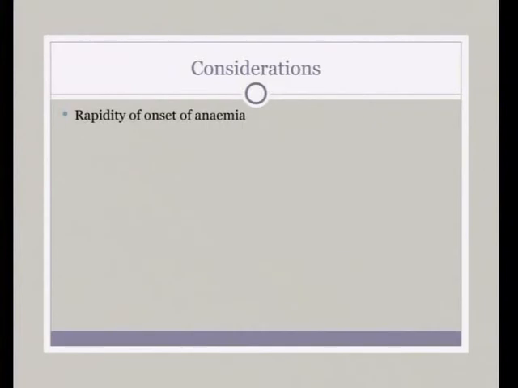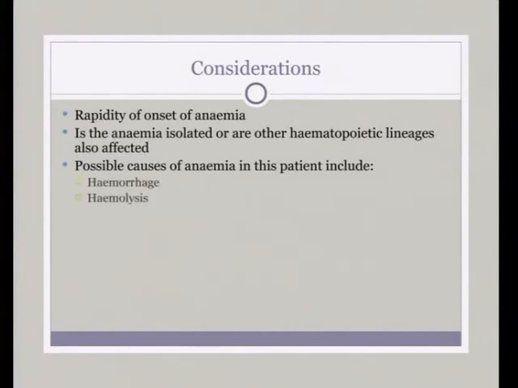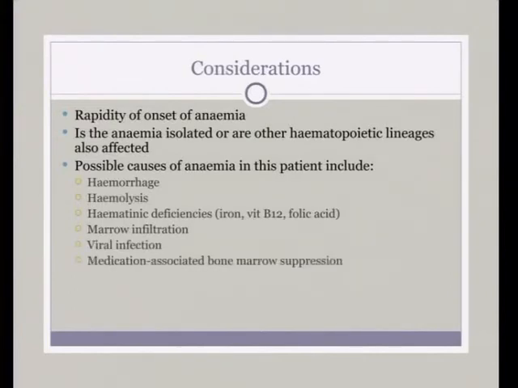So the considerations, and I think the important things to consider, is the rapidity of onset of the anemia. It was rapid in the case of this individual. Is the anemia isolated, or are there other hematopoietic lineages that are affected? We said something about that. And the possible causes in this patient include hemorrhage, hemolysis of the red cells, hematinic deficiencies, marrow infiltration, viral infection, and medication-associated bone marrow suppression.